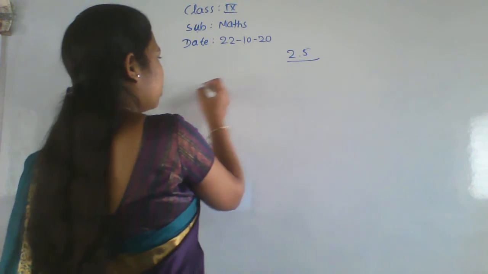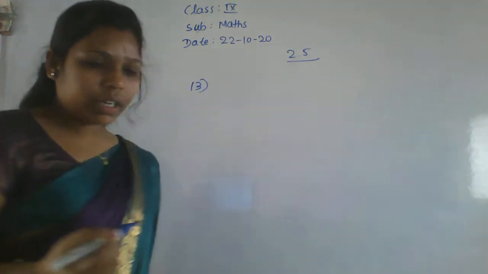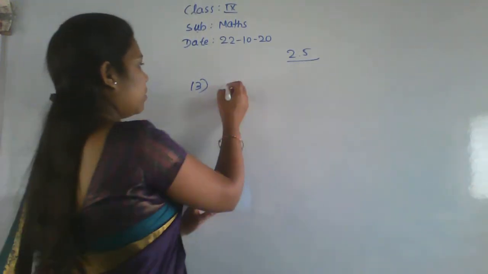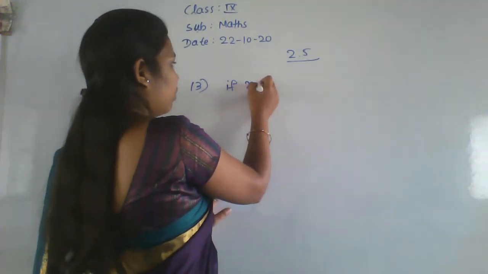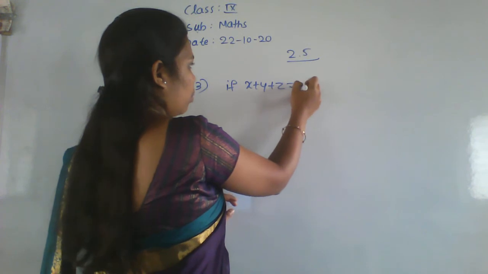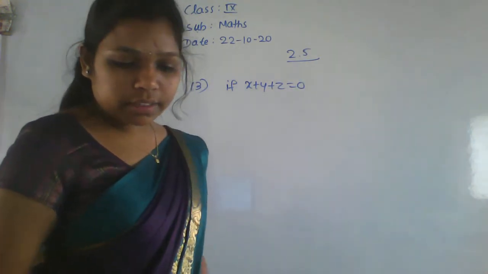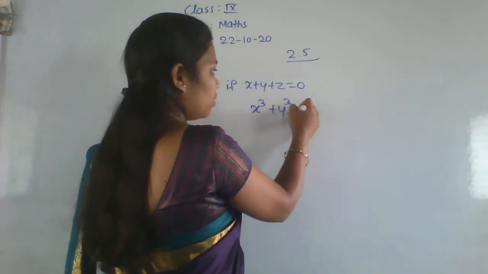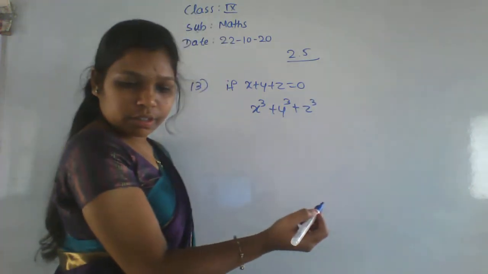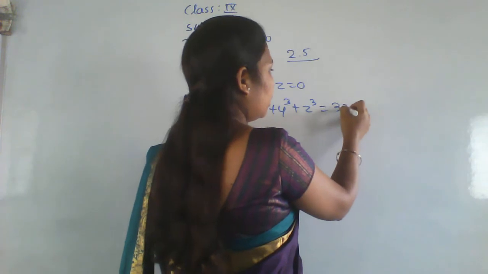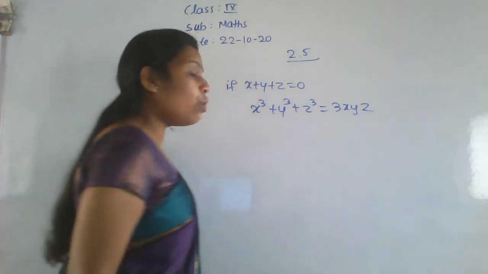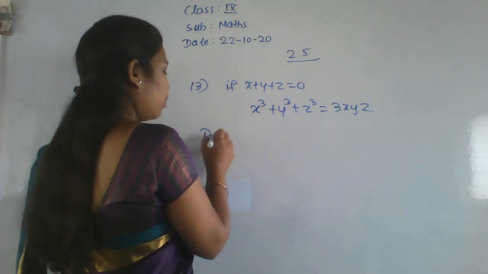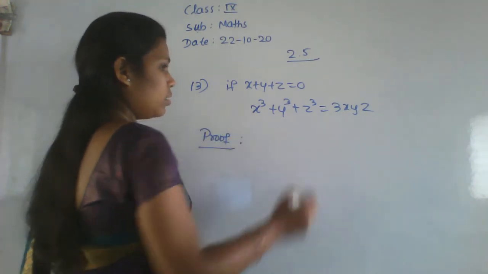2.5, 13th one. What they given? If x plus y plus z is equal to 0, then prove that x cube plus y cube plus z cube is equal to 3xyz. We have to prove here. So for that, it's proof. Start the proof.